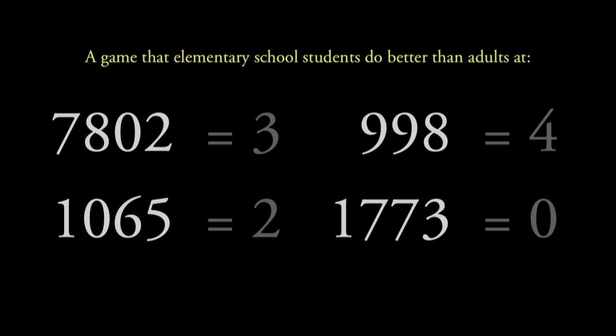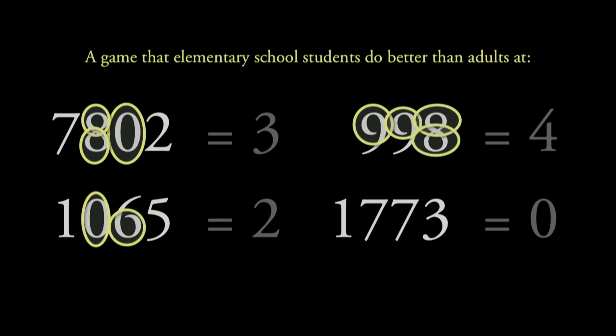If you're new to this: 1, 2, 3 circles. 1 circle. 2 circles. 1, 2, 3, 4 circles, and no circles.